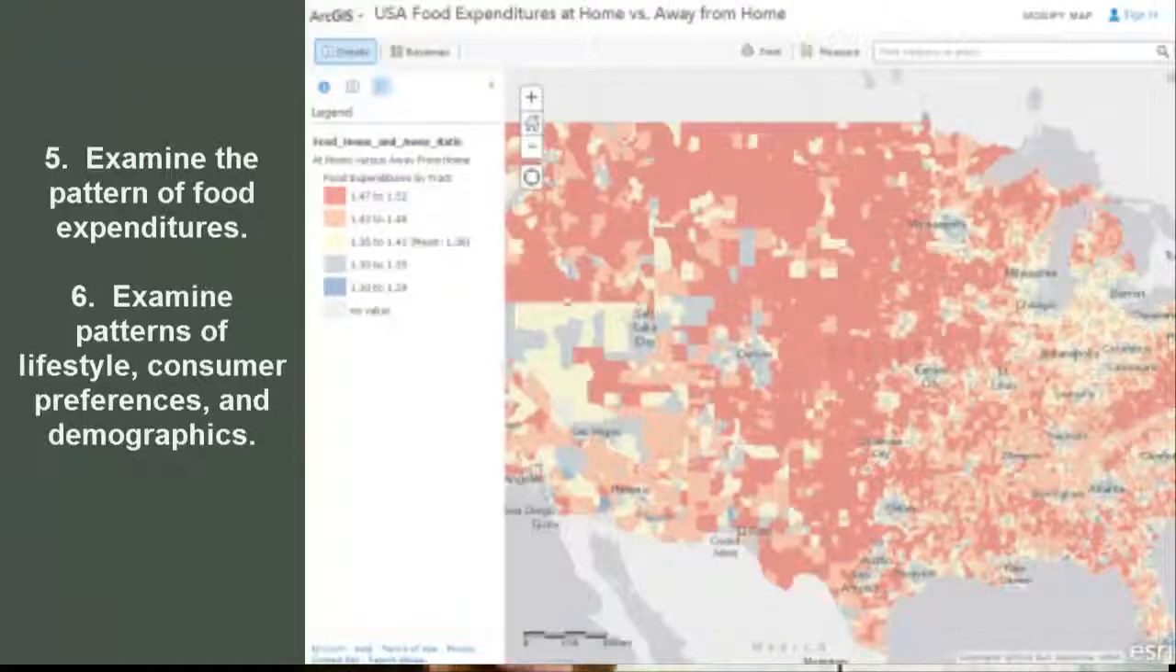5th, you're going to examine the pattern of food expenditures at home versus away from home using these powerful web mapping tools. Now that is something that you can incorporate in many ways in the classroom. You can have the students do a survey of what and when they've eaten and where they've eaten over the last week. How many meals at home versus how many meals out.